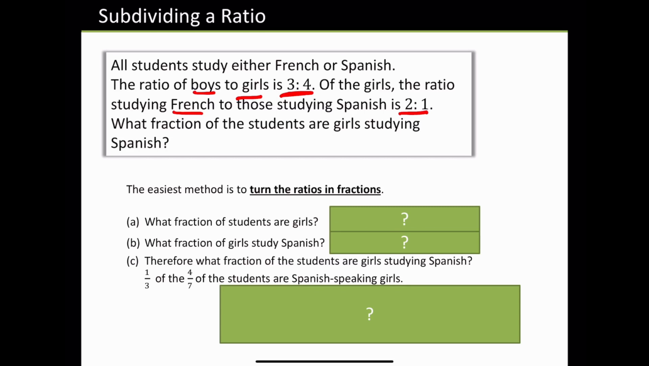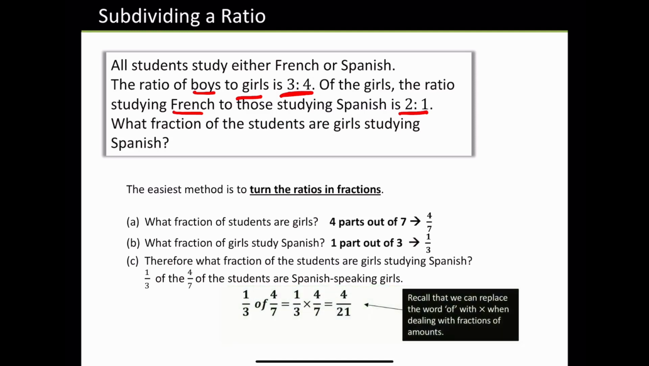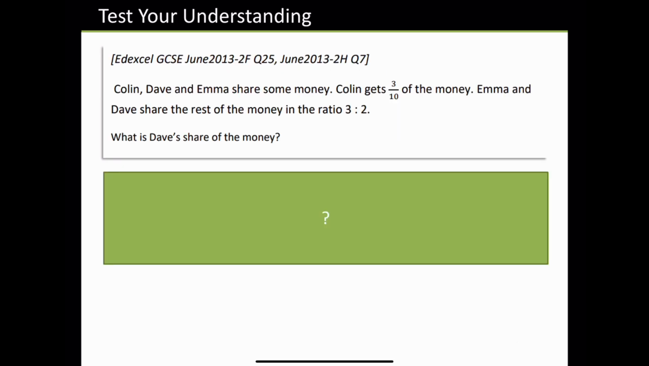What fraction of students are girls? 4 parts out of 7, so 4/7. What fraction of girls study Spanish? 1 part out of 3, so 1/3. So what fraction of students are studying Spanish? 1/3 of 4/7, so that's why the answer is 4 out of 21. Same again, feel free to pause the video and try this question.